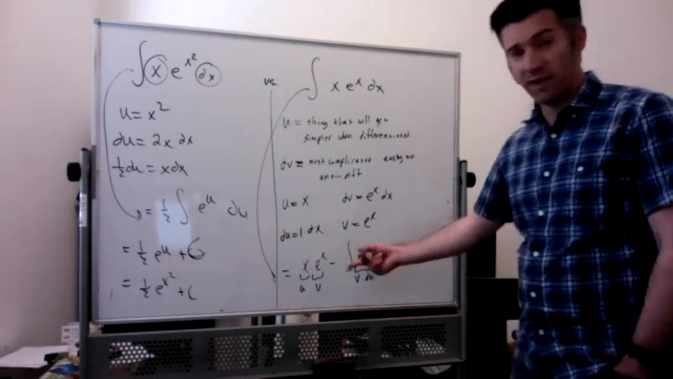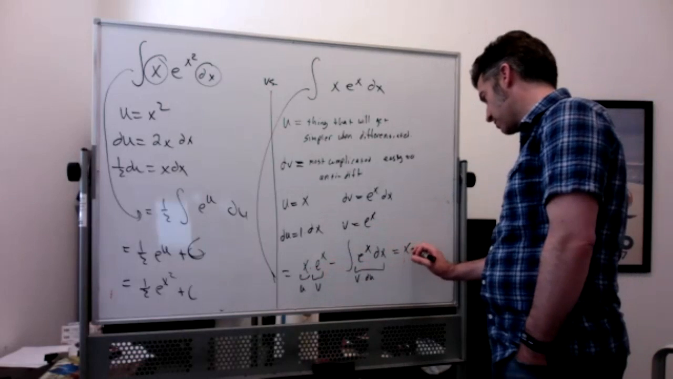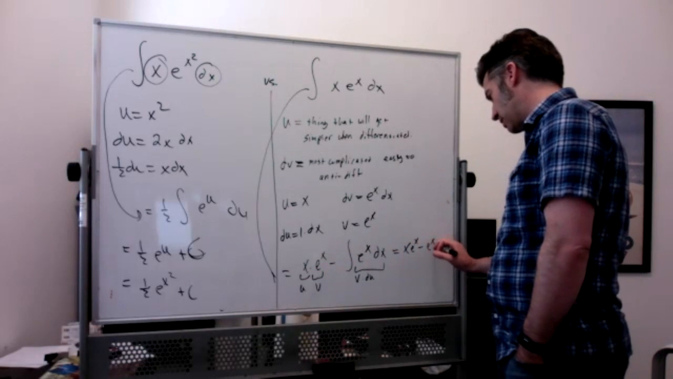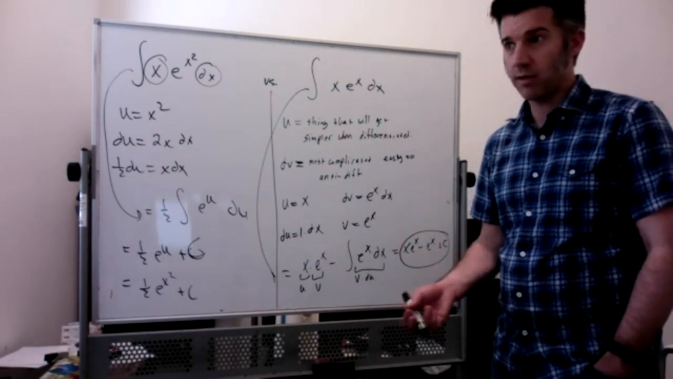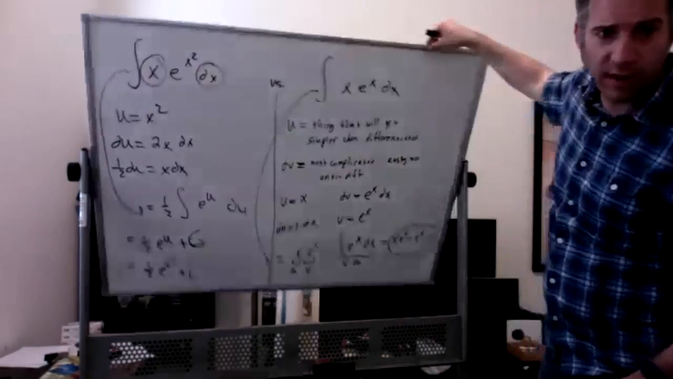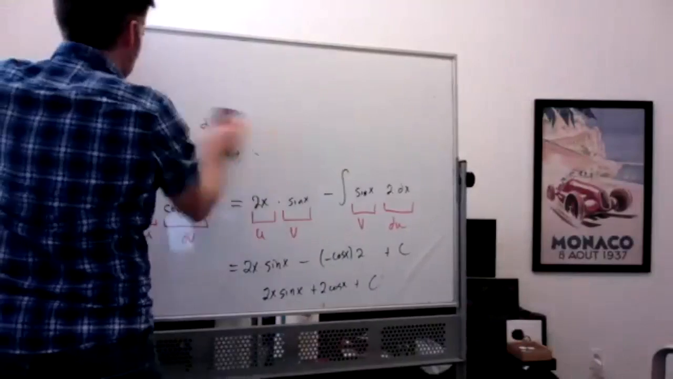And then the integral of e to the x is just e to the x. So we end up getting x e to the x minus e to the x plus c. Great. Let me go ahead and I think I have time to squeeze the natural log of x one in here.